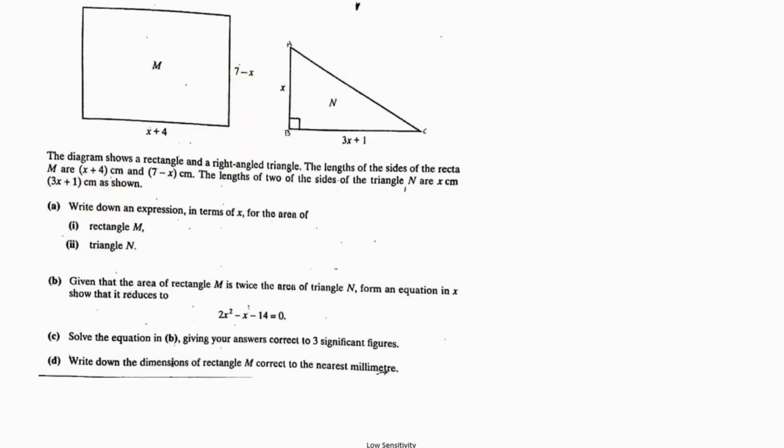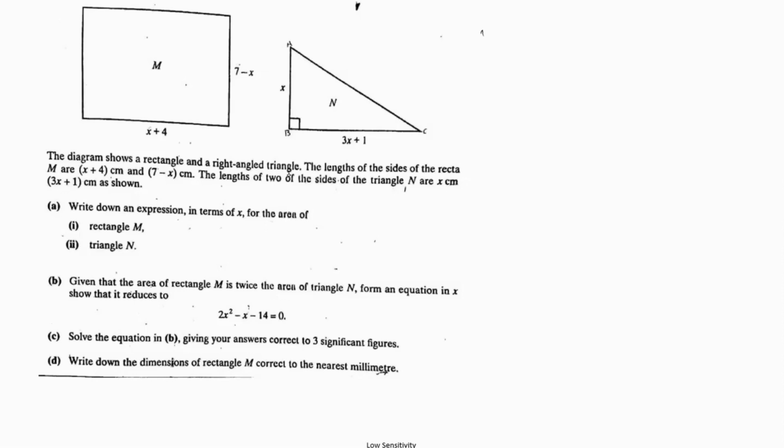So we are given two shapes here. We have a rectangle and a triangle. What we're given is expressed in terms of x, so we need to do some calculations here. But before we jump into the calculations, if you want to, you can pause this video, work out this solution on your own, and then come back to it. That is also fine.